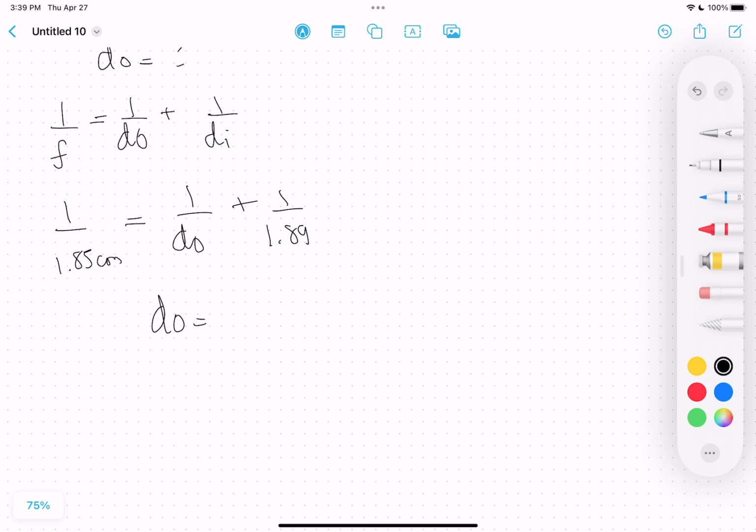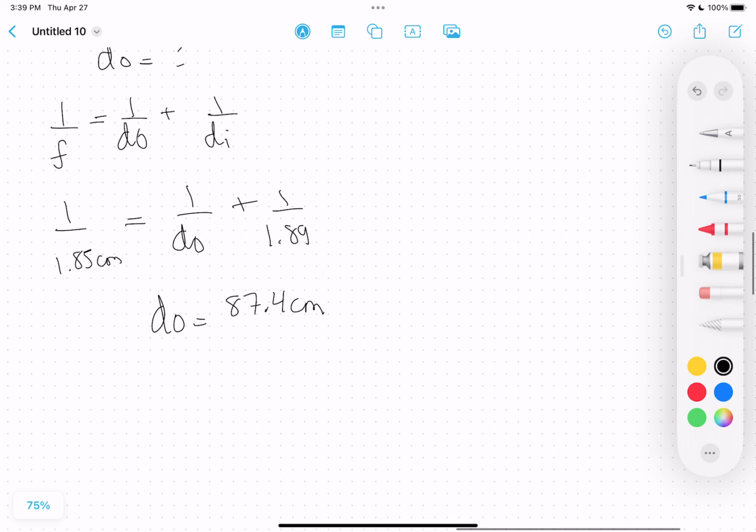And then once we do that, we can just solve for DO. 1 over 1.85 minus 1 over 1.89. And then that should give us like 87.4 centimeters.